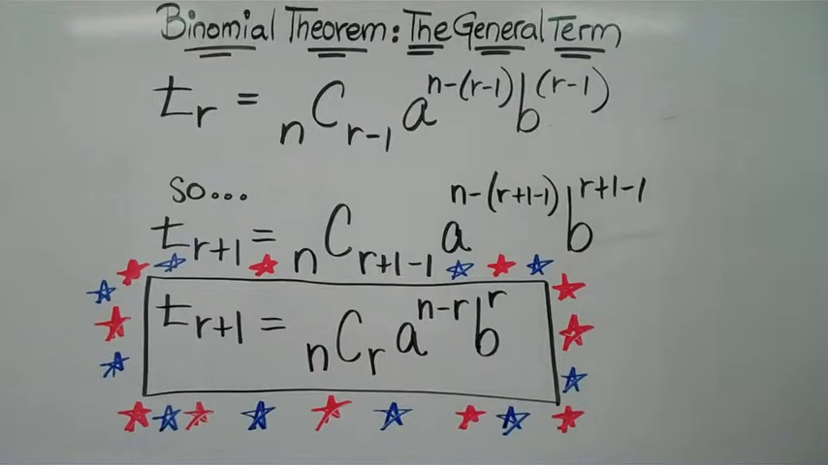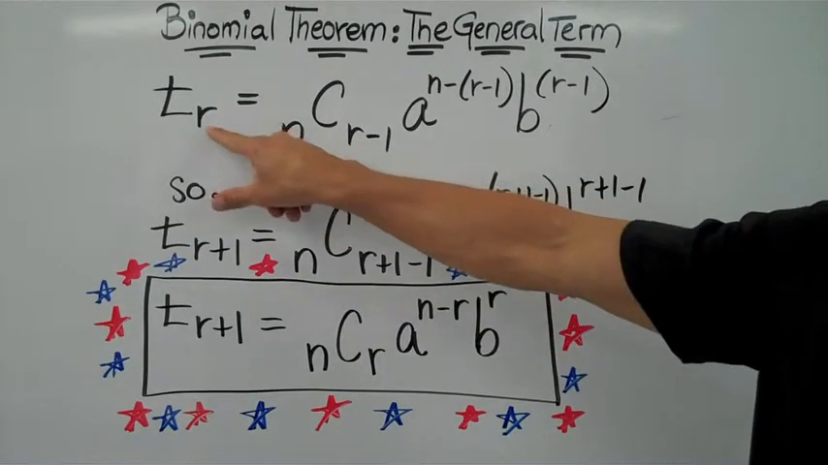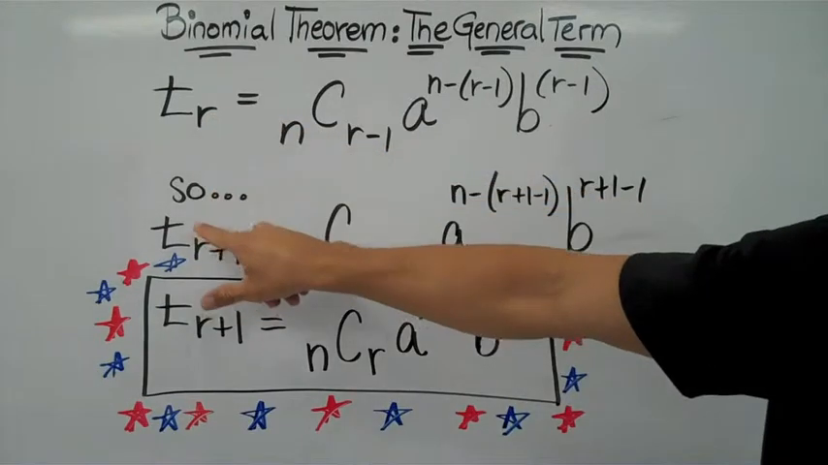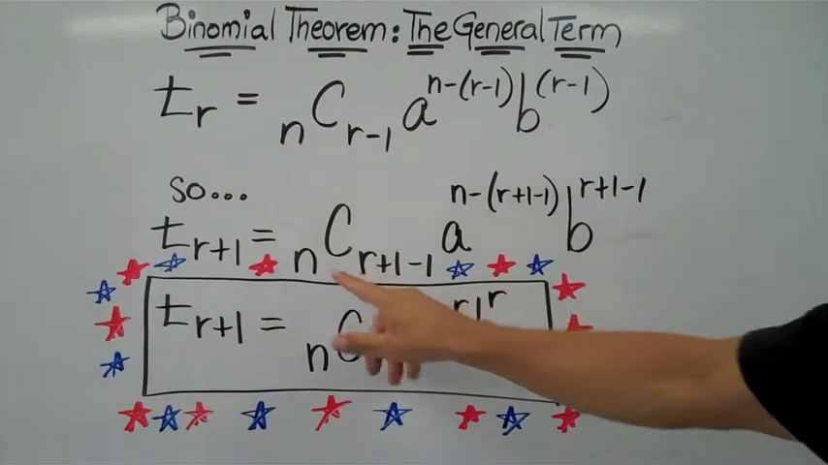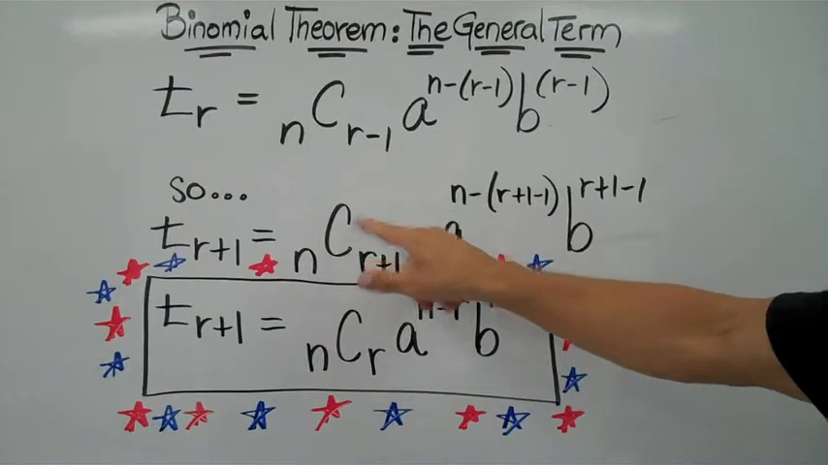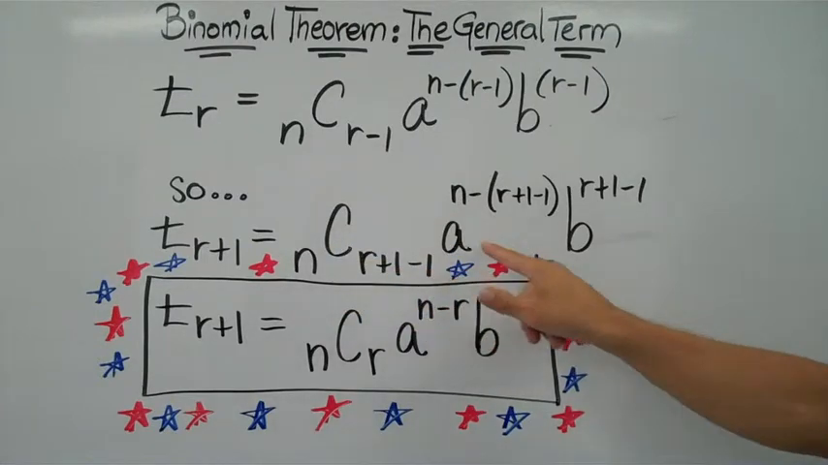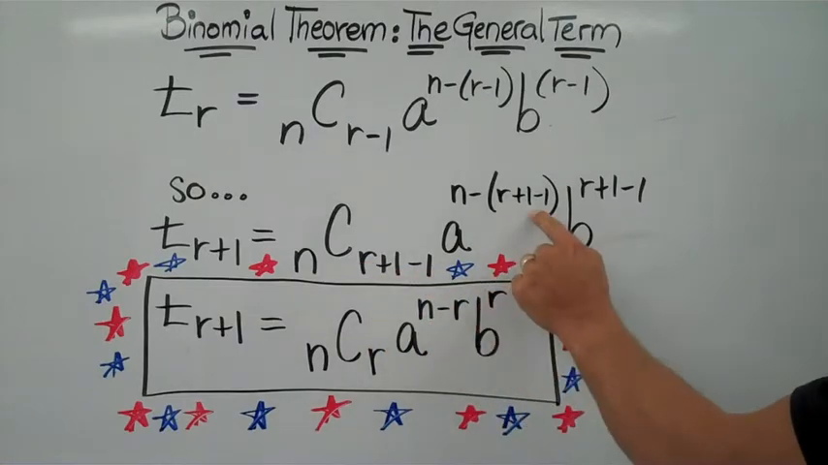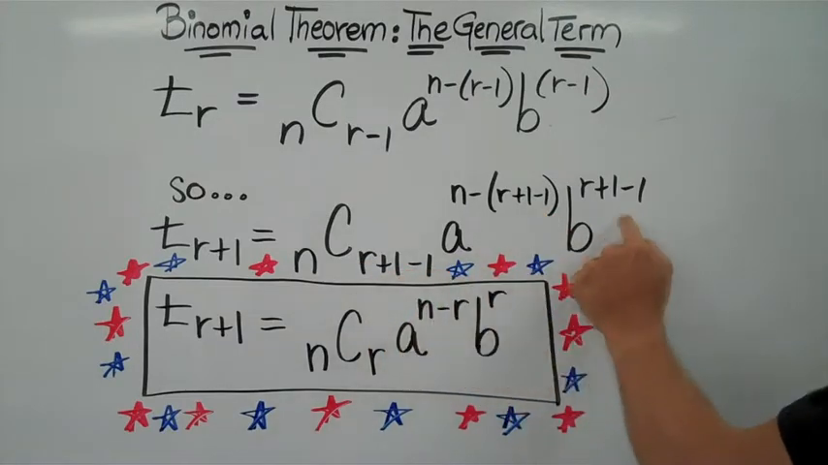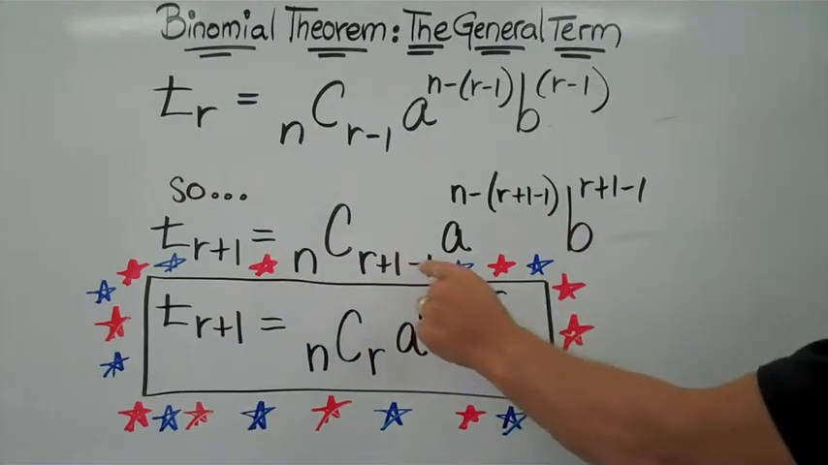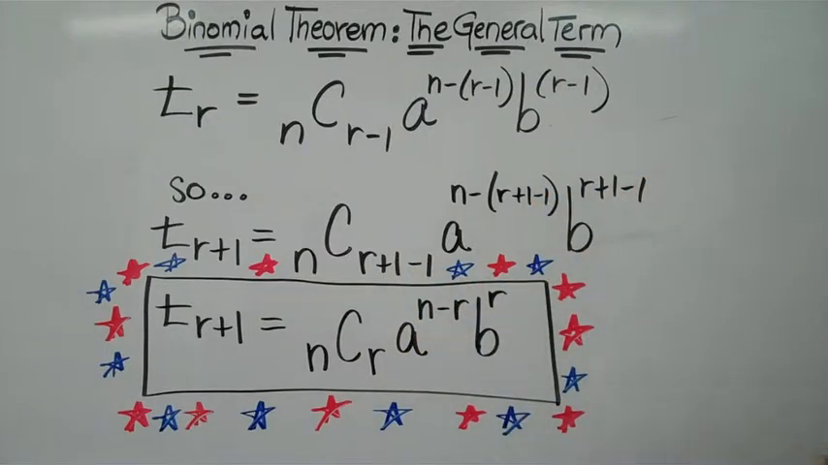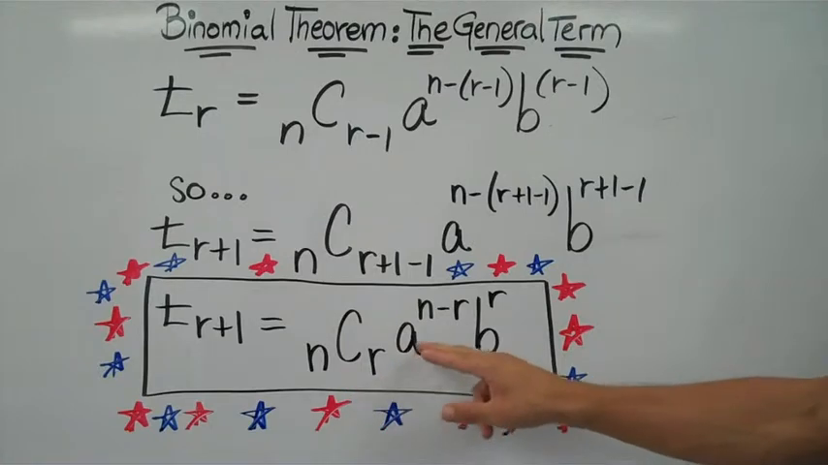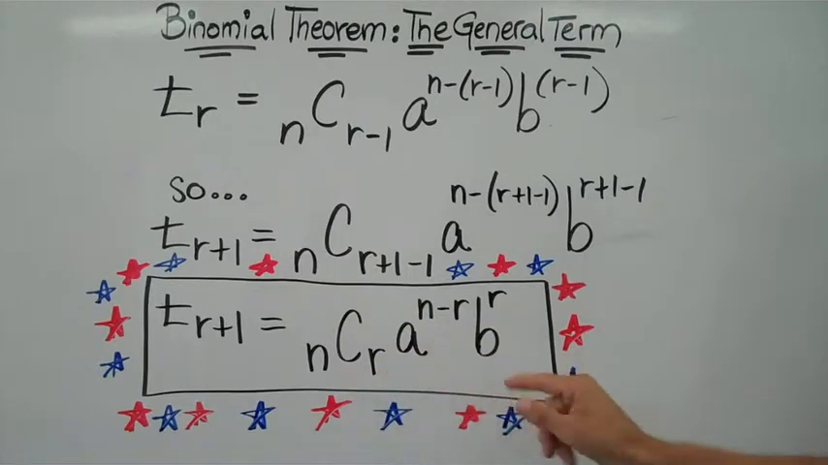So if that's the case, then we could add 1 to r here. So instead of looking for the term r, we can look for the term r plus 1. Which will require us to do nC(r plus 1 minus 1), a to the n minus (r plus 1 minus 1), b to the (r plus 1 minus 1). Of course, the plus 1 and the minus 1 cancel out in all three cases, so we get T(r plus 1) is equal to nCr, a to the n minus r, b to the r.